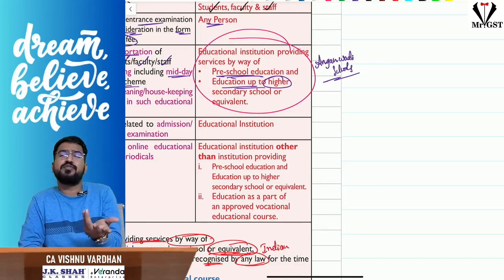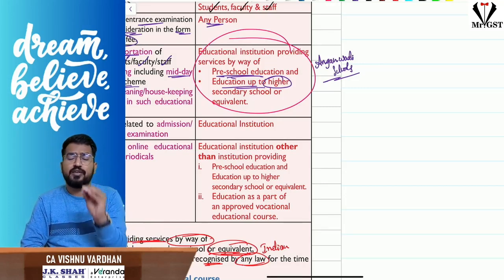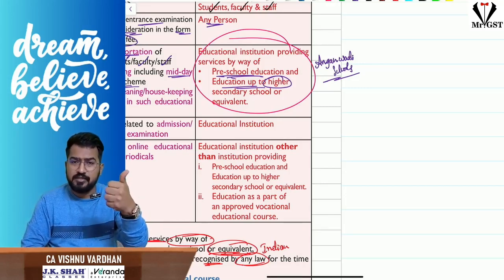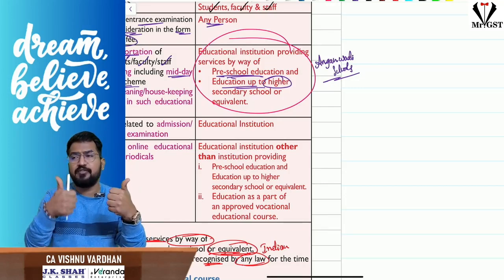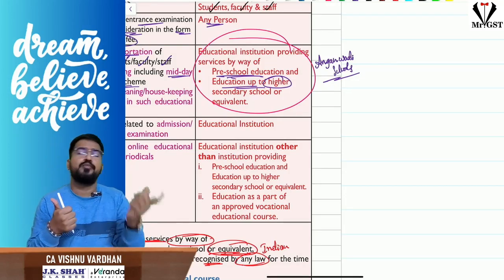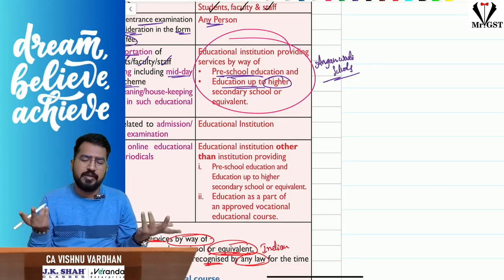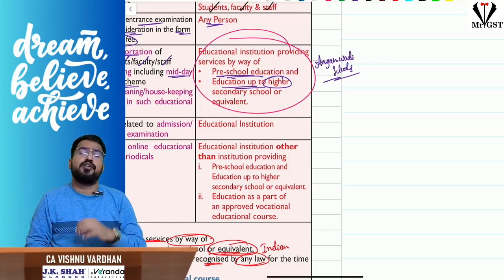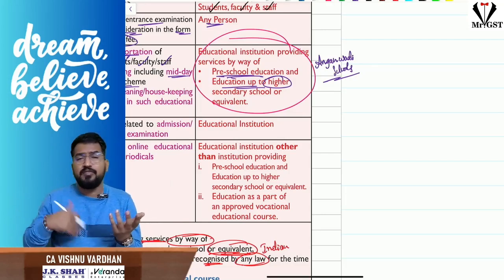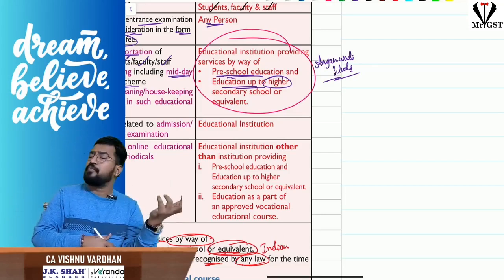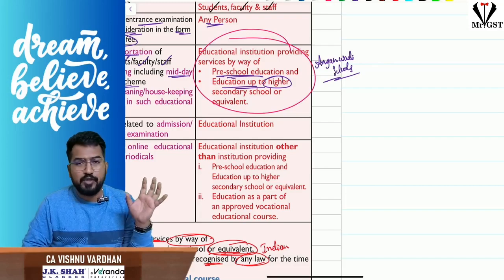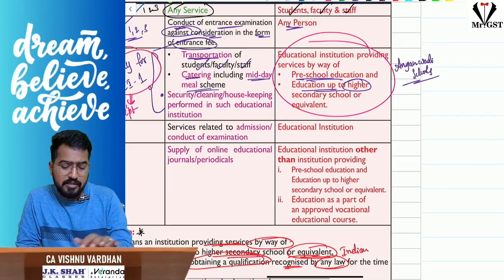No matter who is funding, who is paying the consideration. The only thing is any person providing catering service, including midday meal scheme program, to education institution 1, EI1 category, is exempt under GST. No matter whether the fund is given by government, by a private person, or by some NGO, it does not matter. Okay, so that is the point.